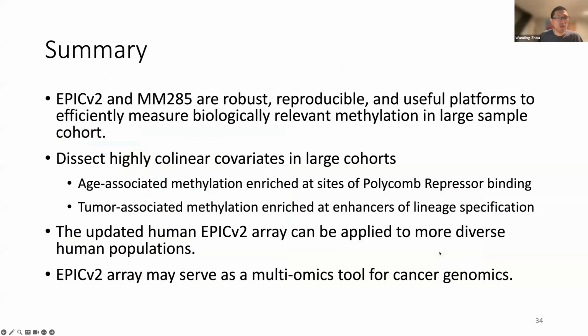And in summary, the EPICV2 and the 285 are robust, reproducible platforms. And then we have applied it to study methylation variations in large sample cohorts. And then we show that it can be used to dissect even collinear variables in these cohorts, such as age and tumor. And then the updated EPICV2 can be applied to more diverse human populations, and it could even serve as a multi-omic tool for cancer genomics.